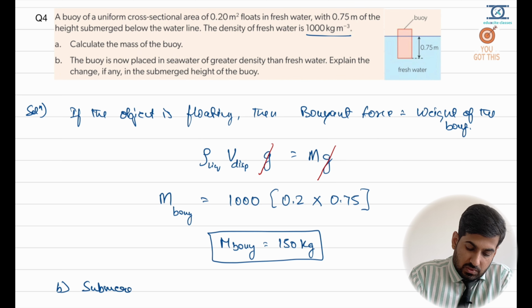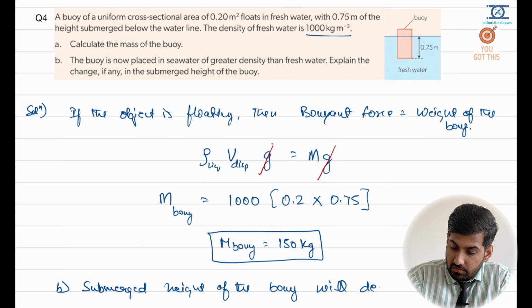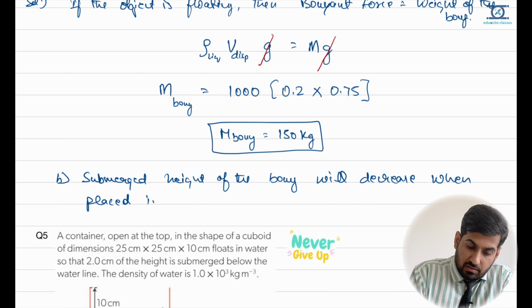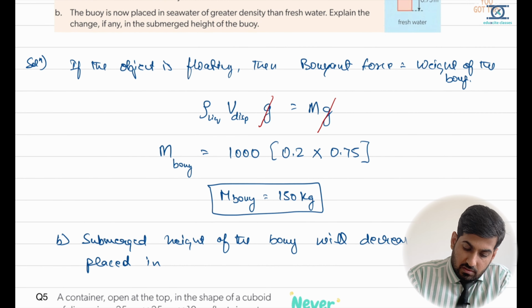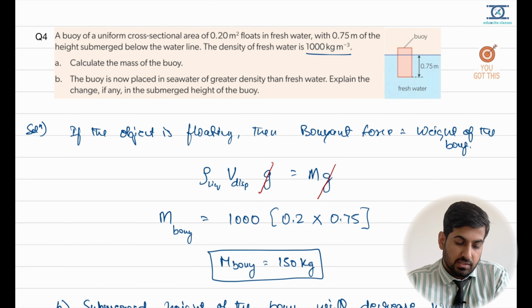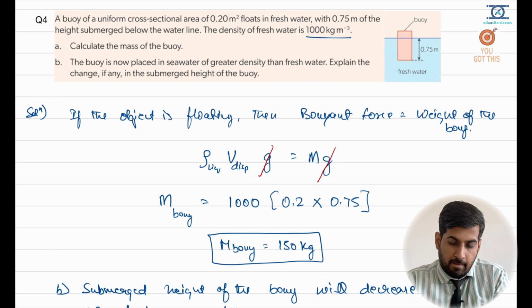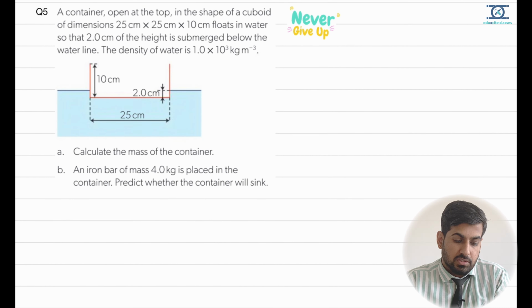So the submerged height of the buoy will decrease when placed in sea water having density greater than the water. That is enough. I hope you have understood question number 4. If you have any doubt, just comment below. Now pause the video and try question number 5.